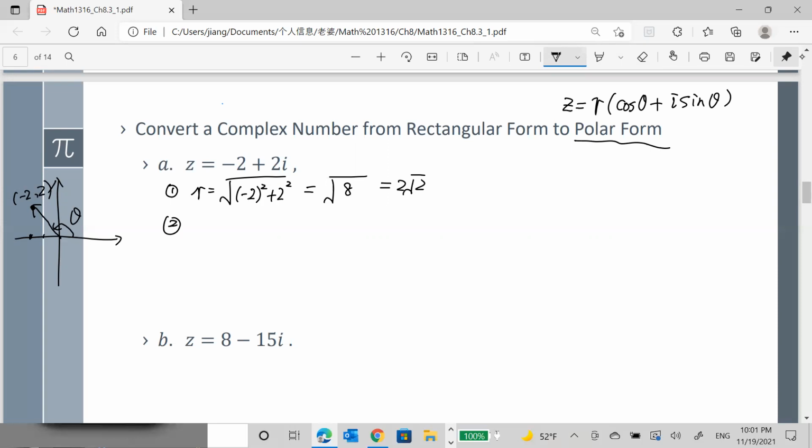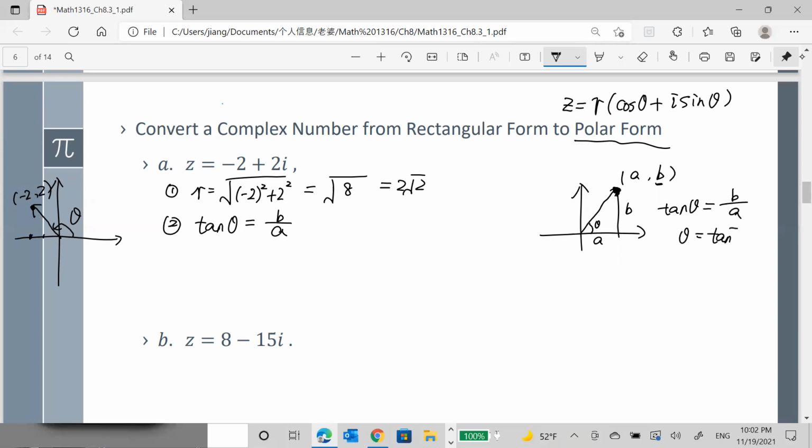And the second step, let's find the theta. How to find the theta? You can memorize that tangent theta equals B over A. So B is 2, A is -2. Some students will ask why tangent theta equals B over A. For example, if I have a point here, because this is a simple angle, let you understand well. The point here is AB, and theta is here. The height of this point, from here to here, is the distance of B. From here to here is A, and then tangent theta equals B over A, right? So if I'm looking for theta, it's the inverse tangent of B over A. By this way, I can find the theta. That's the reason why tangent theta equals B over A.